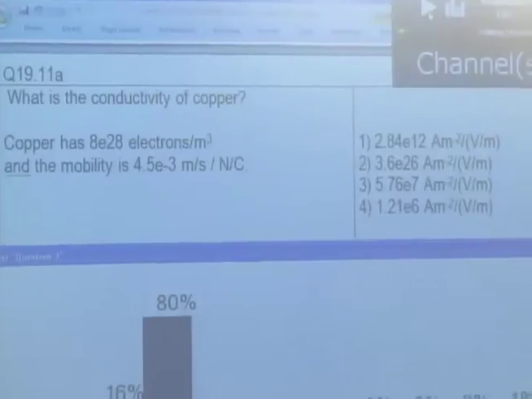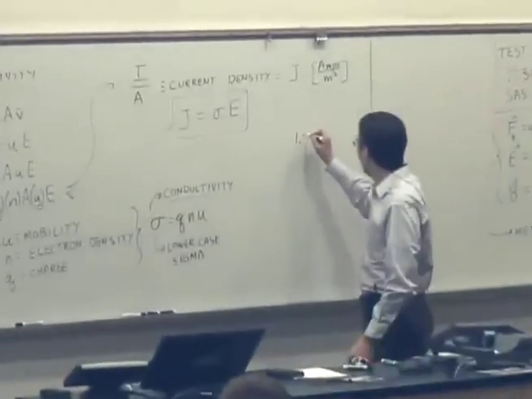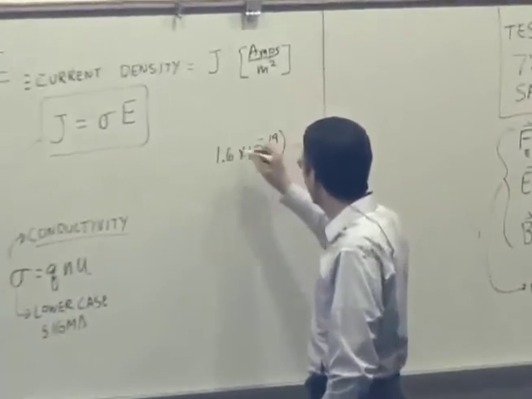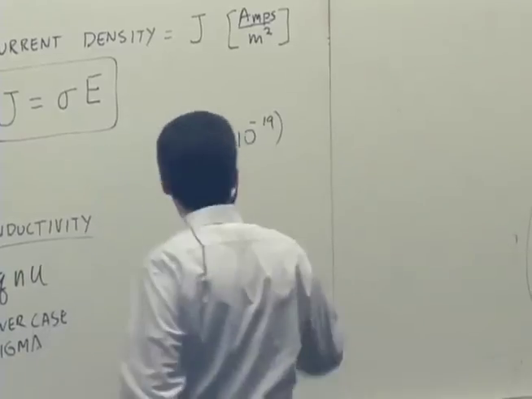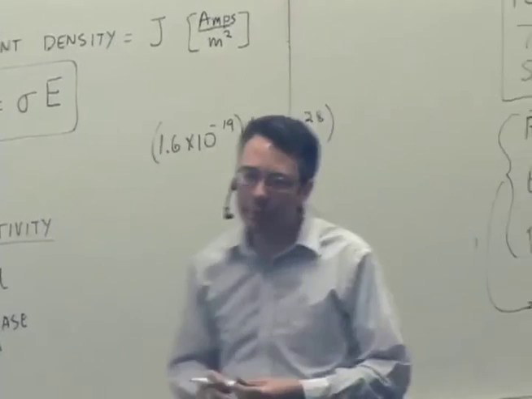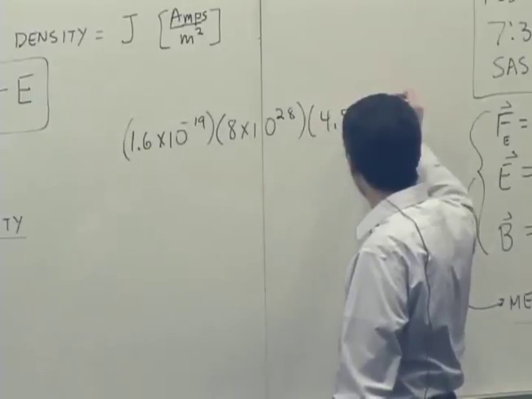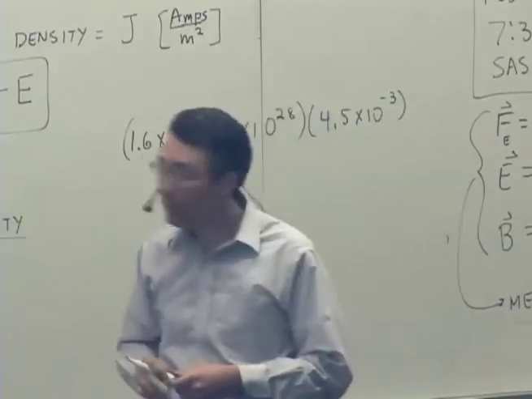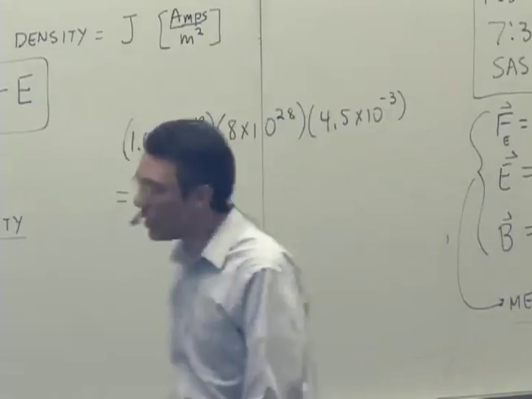Okay. Answer number 3, 5.76 times 10 to the 7. What's the charge we're multiplying by? Yeah, the charge of an electron, right? Because we know that the mobile charges in copper are electrons. So it's 1.6 times 10 to the minus 19 times, what do we say? The N is 8 times 10 to the 28th. And the mobility is 4.5 times 10 to the minus 3. And so that should give you 5.76 times 10 to the 7.